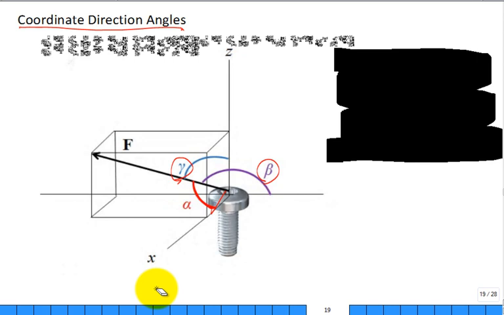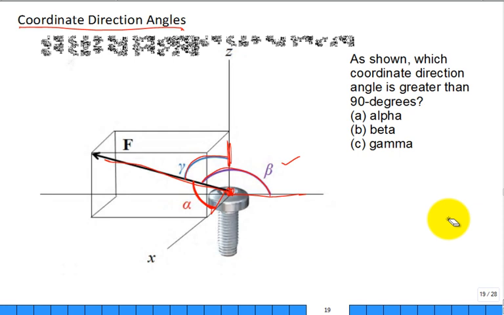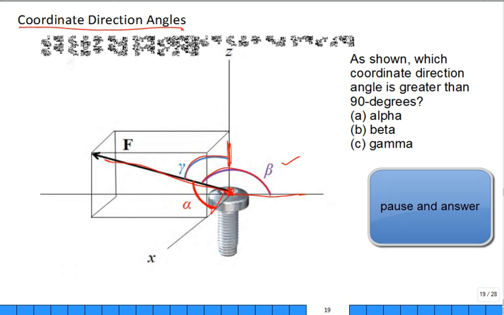Can you see that? Now, beta, let me skip because it's a little complicated for this problem because F is going in the negative Y direction. All right. But look at gamma. It's from the positive Z to that vector, where its base is starting at the origin and going out. Likewise, let's go back to beta: positive Y to that vector in the plane. I think I'm ready for a question. As shown, which coordinate direction angle is greater than 90 degrees for this particular problem?